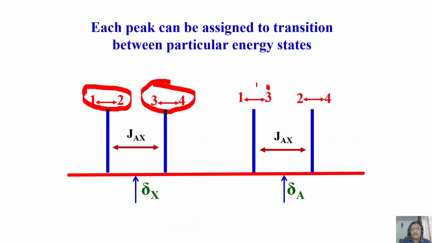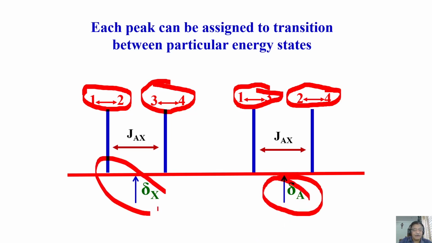So now look at this one. 1 and 3 is one transition for A, the other is the other transition for A. But always remember, the center of this doublet gives you the chemical shift of A here and the chemical shift of X for this. Do not forget this. You understand how we got the doublets in a two coupled spin system for each spin. Okay. Now let us go further.